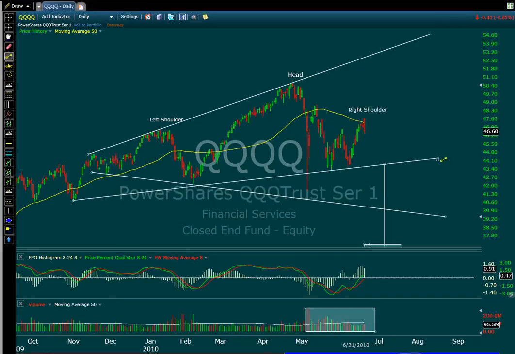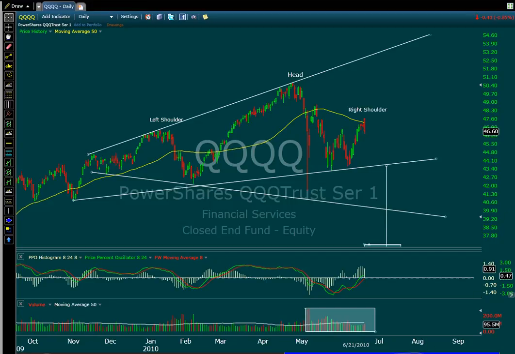So on this topping pattern, this is the neckline right here, and this is the left shoulder, head, and right shoulder. What I did was take the length from the head to the neckline, and this is probably where we're going to be breaking, somewhere around this area. This is probably going to be breaking the neckline.